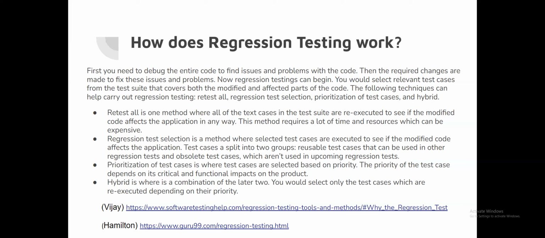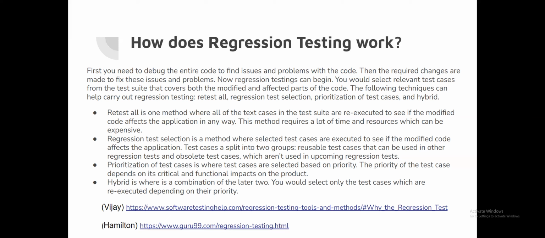The next one is regression test selection. This is a method where you would select test cases and execute them to see if the modified code affects the application. These test cases can be split into two groups: reusable test cases, which could be used in other regression tests, and obsolete test cases, which can't be used again.